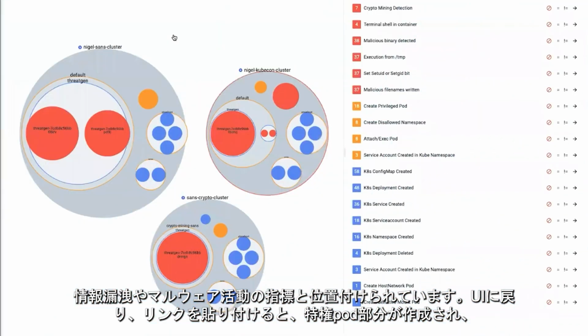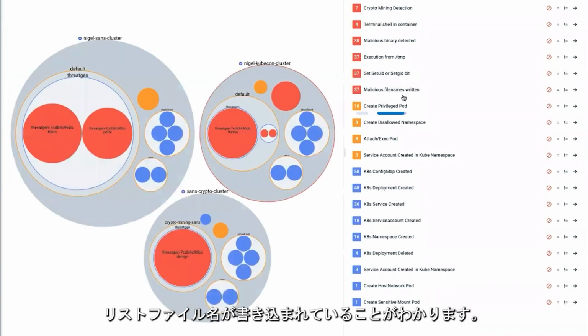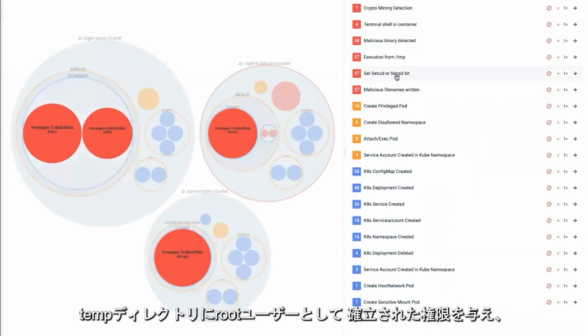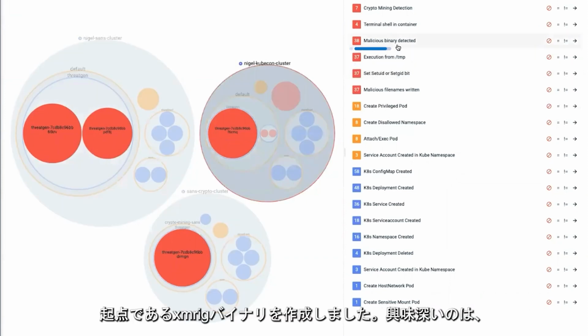So going back to the UI, if I just paste in the link there, you can see we've shown that the privileged pod was created, the malicious file name written, they gave themselves escalated privileges as a root user in the temp directory, and they have created the exim binary.